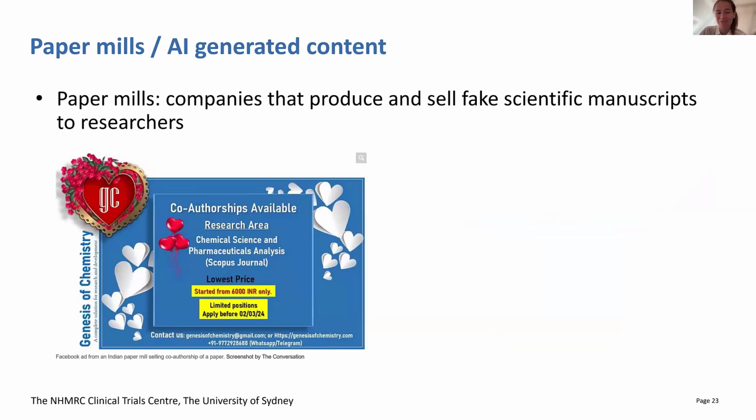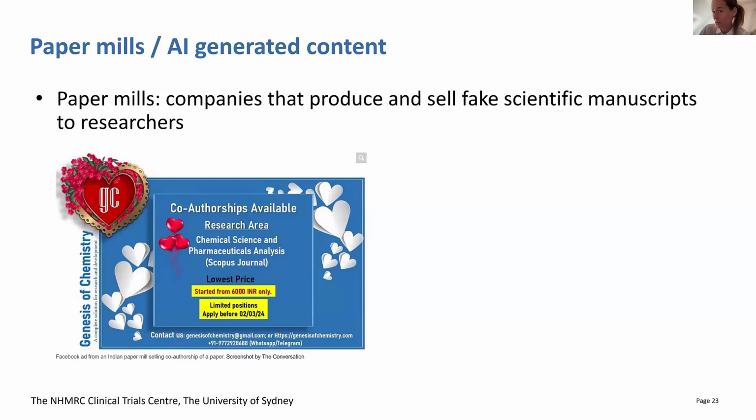Now, another important example to briefly talk about when we talk about the integrity crisis are paper mills or AI-generated content. And what you can see here on the slide is a Facebook advertisement for co-authorships. Now you can pay 6,000, I think these are Indian rupees, to buy yourself a co-authorship across lots of different areas. Now you may think, how much is that? That's 60 euros or 100 Australian dollars.